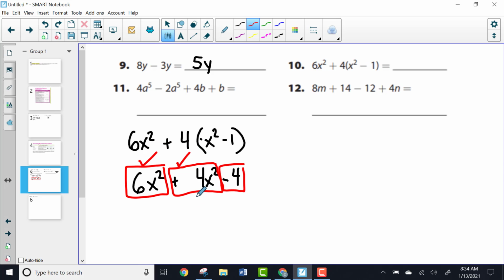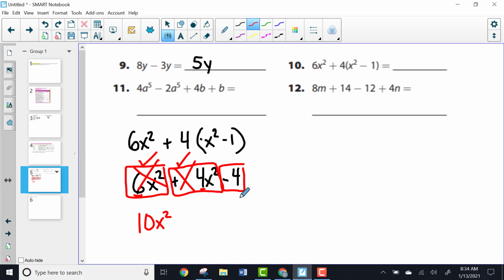How do I combine them? Very simple. Just add the numbers in front, or if it was a negative one, I have to subtract these two. So 6 plus 4 gives me 10. The variables and the exponents come along for the ride. So I'm finished with these. Put check marks above them, or you can cross them out.